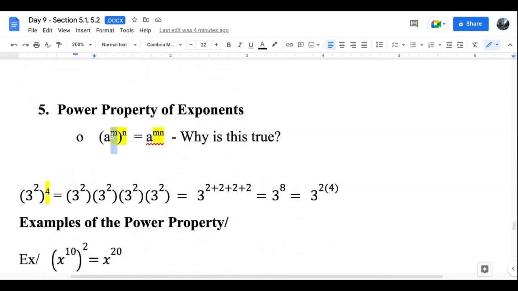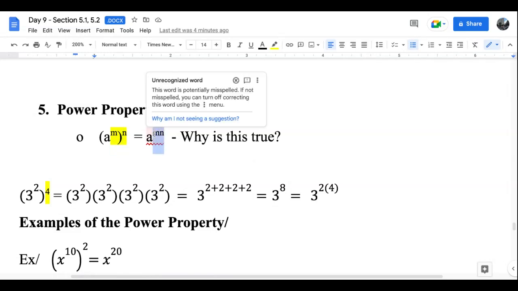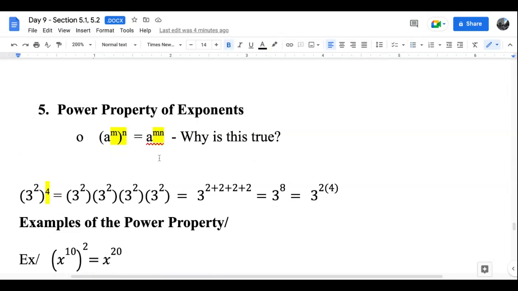If we have 2 layers of exponent, a raised by m, then again raised by n, we just multiply the 2 layers of exponent. The result is a to the power m times n. Let's see this example. We have 3 squared. When the term or variable does not have an exponent, we just think it's 1, or it's itself. If it's 1x, usually just x.